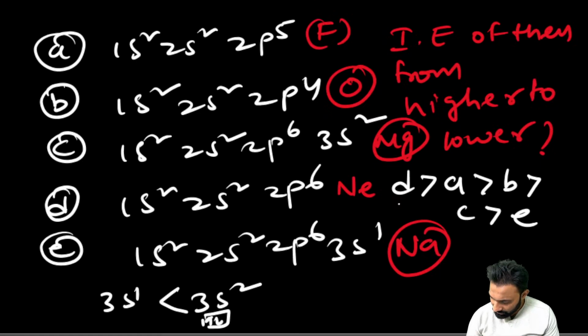DABCE. Who has said DABCE? Yashwant has said the correct answer, DABCE. See, this is sodium, E, and this is magnesium. Comparing sodium and magnesium, left to right, ionization energy increases, right? Is it clear? Or still any confusion?